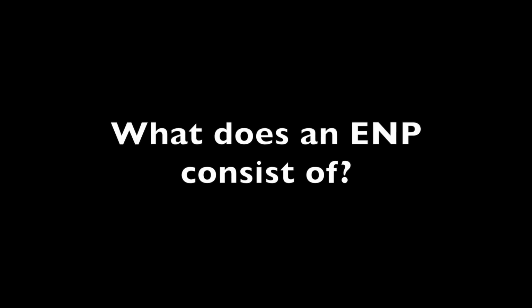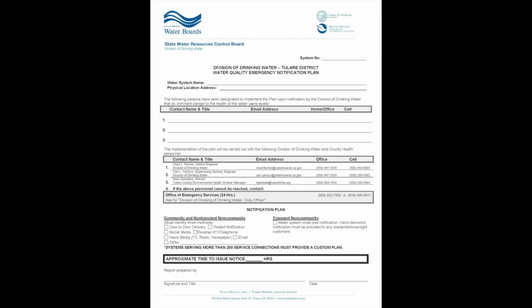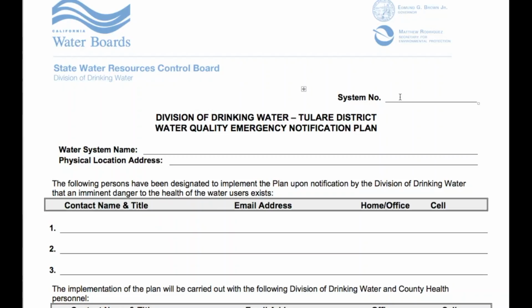For small water systems, the emergency notification plan consists of a form provided by the division. A digital copy of the form can be provided to you by your district office. Let's begin completing the emergency notification form. To complete the first part of the form, we will need the water system's system number, the water system name, and the physical location address of the water system.